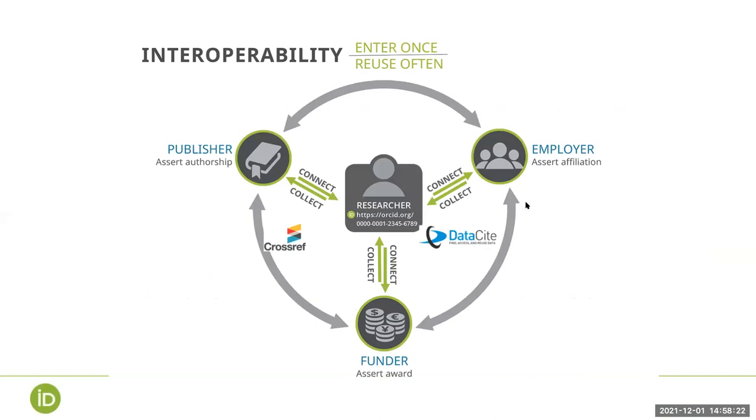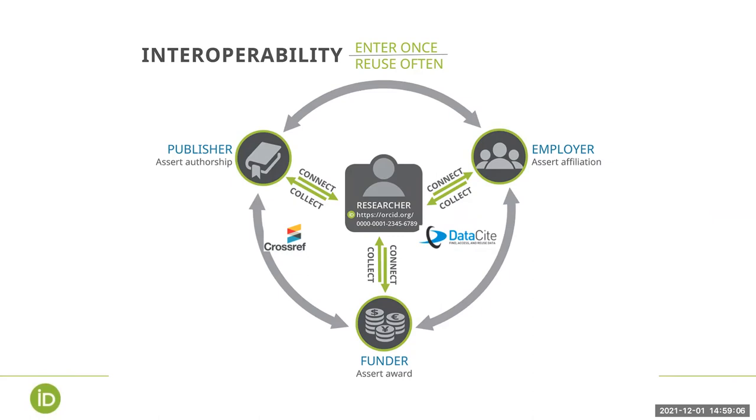And the main thing when we speak about ORCID and the role of ORCID is that we consider interoperability. So interoperability is that part, enter once, reuse often. Researchers should be in the middle, and then researchers can connect with their employer, for example, a university or a research center, a publisher, this can be a journal or this can be another type of repository where you added data or software, and then the funder as well.